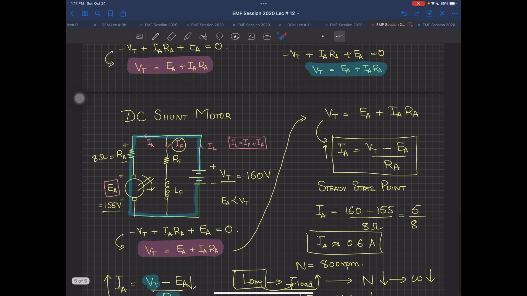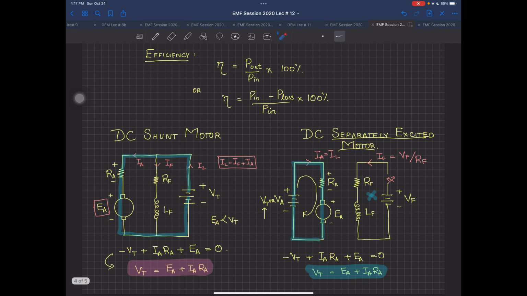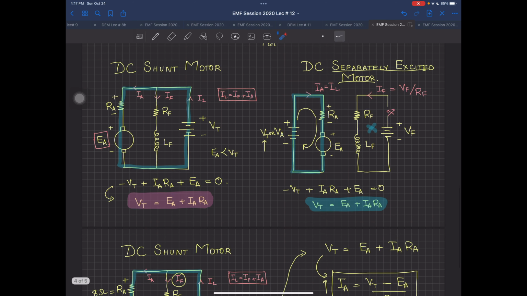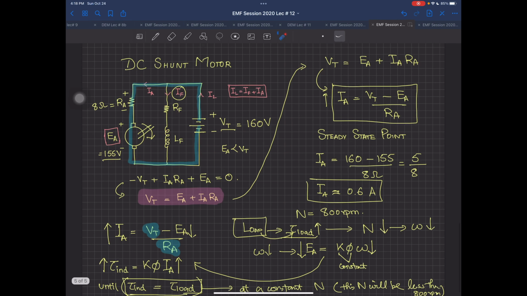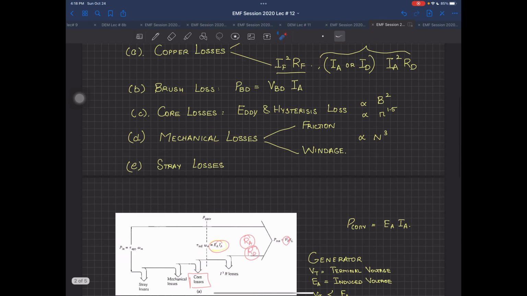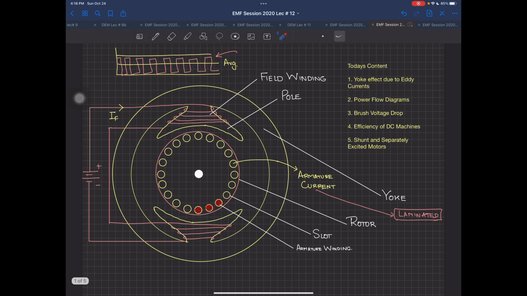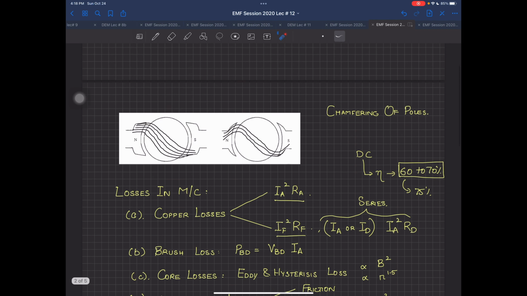In the next lecture, we are going to talk about the shunt motor, or the DC separately excited motor. Remember, whatever analysis we do is equally applicable for both of these machines, because they both have the same motor equation. So this is all for today. It's a very small lecture. We have talked about the yoke effects, the power flow diagram, the losses, the brush voltage drop, the efficiency of DC machines, and in the last we talked about the shunt and separately excited motors.